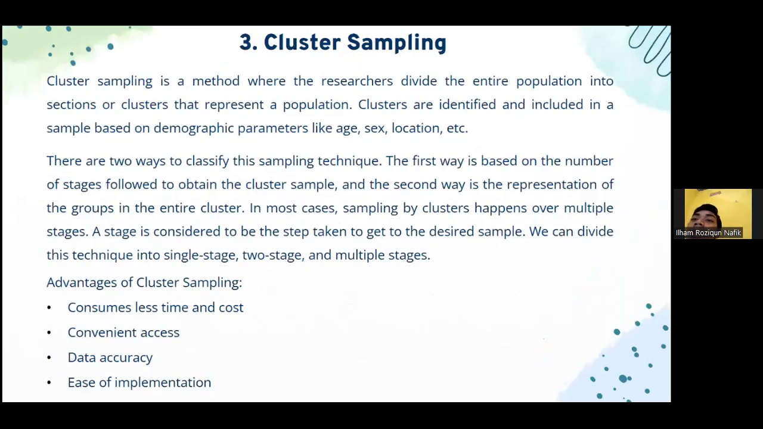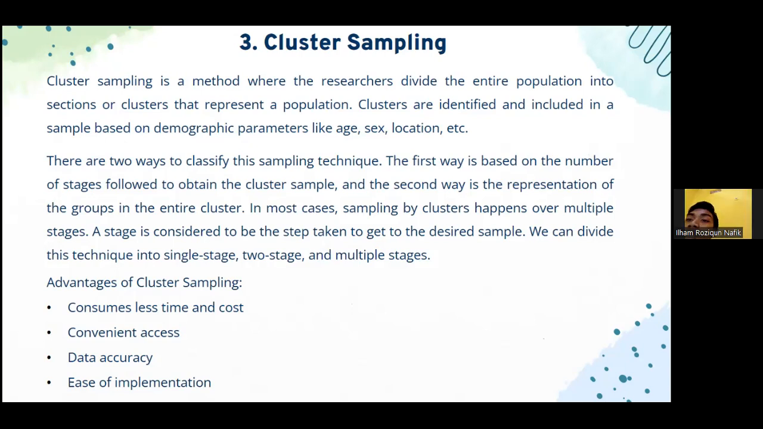The third type is cluster sampling. Cluster sampling is a method where the researchers divide the entire population into sections or clusters that represent a population. Clusters are identified and included in a sample based on the demographic parameters like age, sex, locations, etc. There are two ways to classify this sampling technique. The first way is based on the number of stages followed to obtain the cluster sample, and the second way is the representation of the groups in the entire cluster.